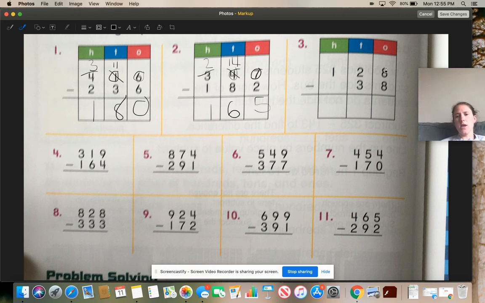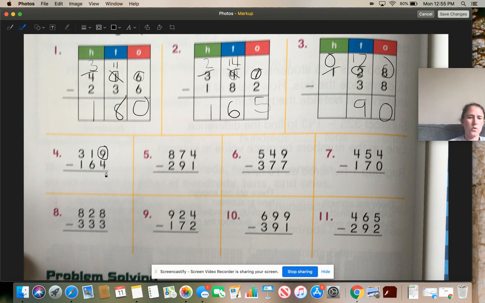Let's go on to number 3. 8 minus 8 equals 0. Circle that number if that helps you. I have a 2. Can I take 3 away from 2? No, I cannot. So I go next door and my 1 becomes a 0 and my 2 becomes a 12. Now I have 12 minus 3, which equals 9. Number 4. Circle that 9.